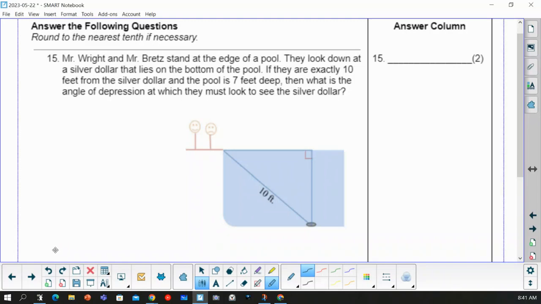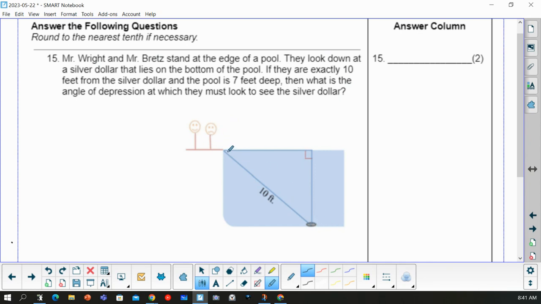All right, I am working on my geometry semester 2 final exam imposter test, practice test. It's problem number 15. It says, Mr. Wright and Mr. Bretz stand at the edge of a pool. They look down at a silver dollar that lies at the bottom of the pool. There's my silver dollar. They're looking down.